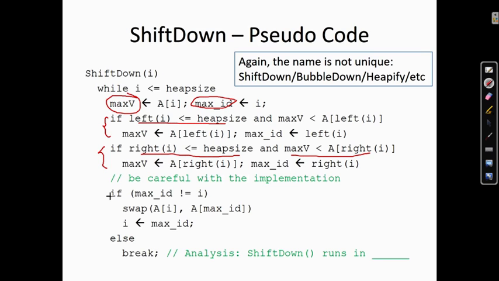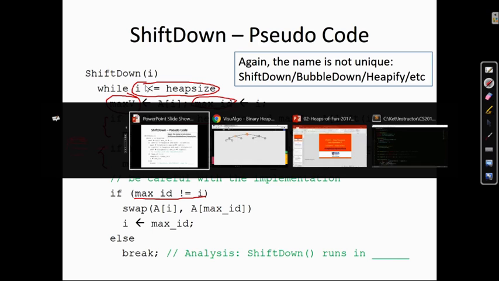Then I will check: if max ID is not equal to i, that means the largest value is not myself, it's one of my children, so swap with them. Update i, and then continue this operation of shifting down. Otherwise, I'm in the correct position, so break out. Or you will just continue doing this while i is smaller than or equal to heap size. When it's bigger than heap size, it means I hit the leaf level, so stop. Okay, so let's demo this on VisuAlgo.